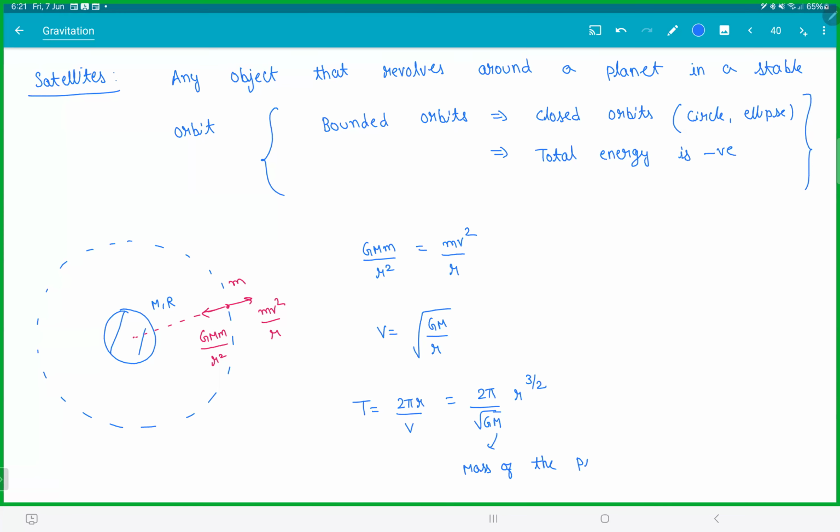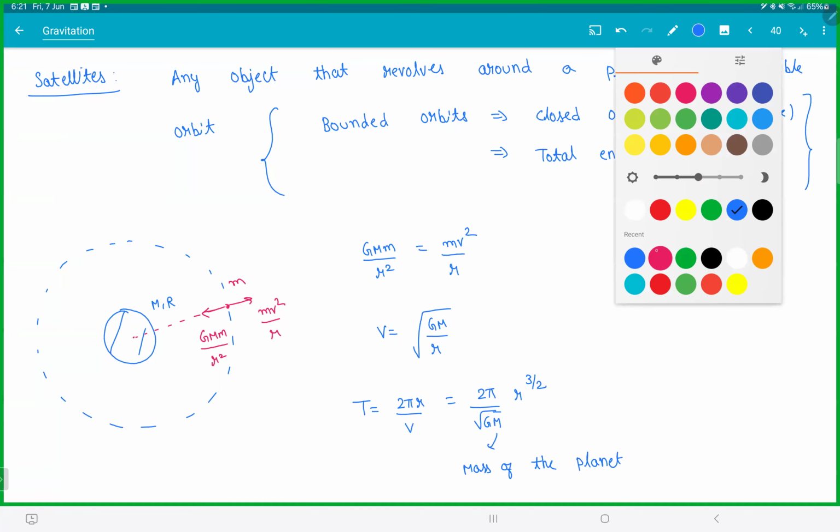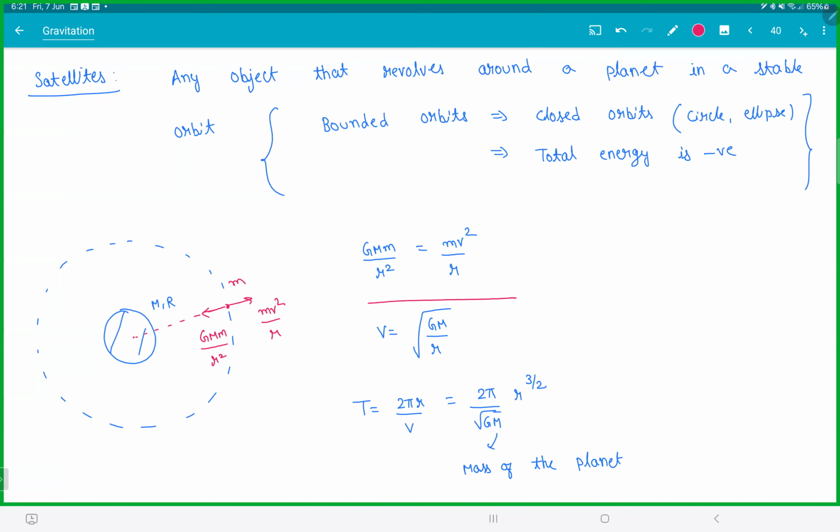That means if you can find the distance of the satellite from the planet, and if you can find the time period, you can find the mass of the planet. That is how we know the mass of the Earth. No one actually takes the Earth and puts it on a weighing scale. Note down those formulas, we are going to need them. R is the distance of the satellite from the center of the planet.